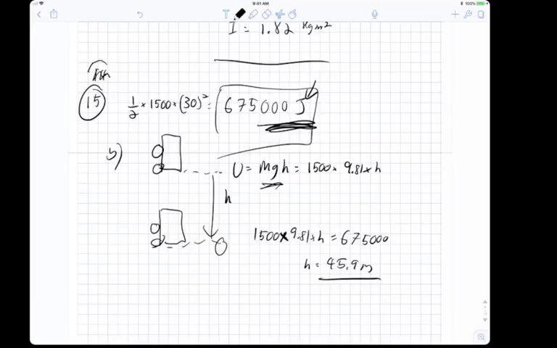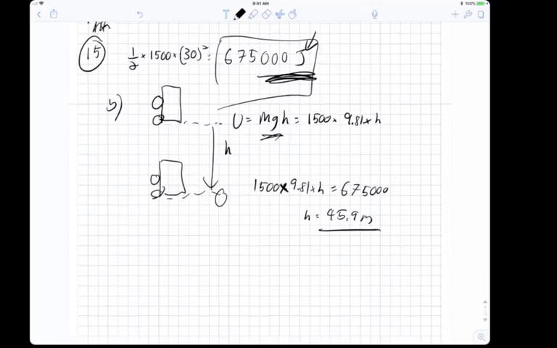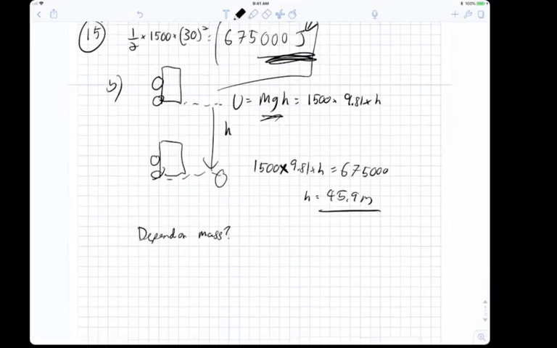Does your answer to part B depend on the car's mass? The short answer is it depends on whether there's air. If something's really heavy, drag won't be very large, even if you're moving kind of moderately fast. But you never know. So 1/2 mass 30 squared is equal to the mass times 9.81 times height. Cancel, cancel. Doesn't look like the mass matters. Height's going to be the same.